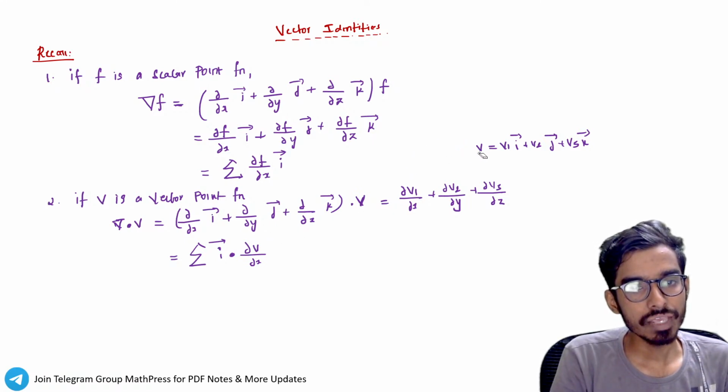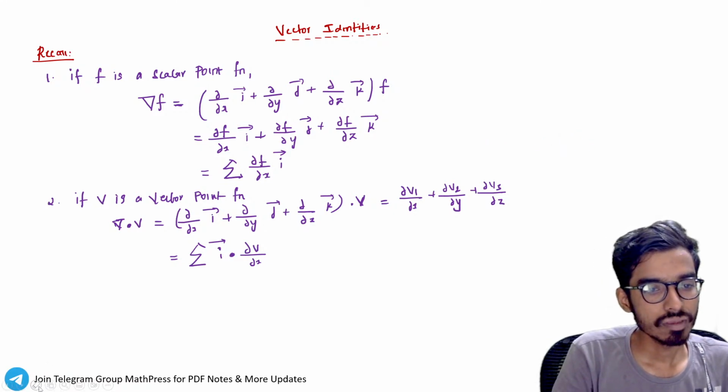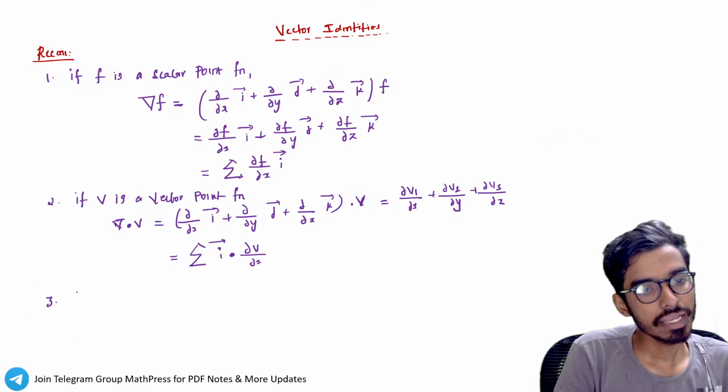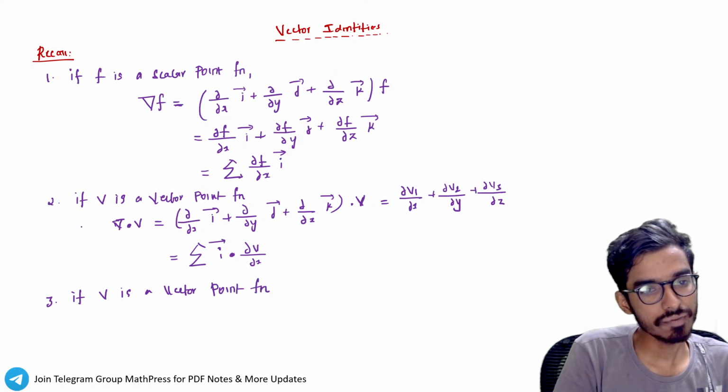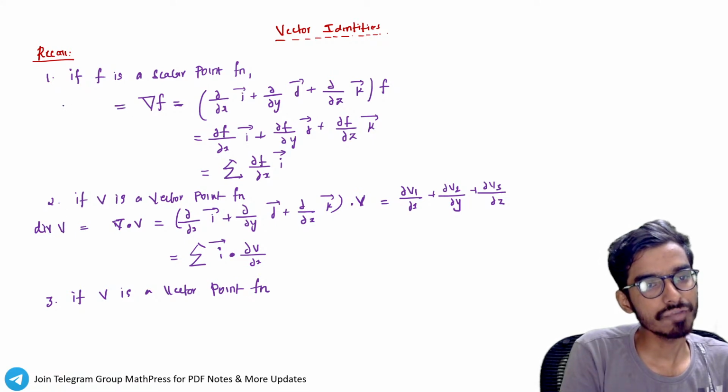So divergence of v is the same as summation i dot dou v by dou x, right? And again, if v is a vector point function, this is divergence of v. This is gradient of f.